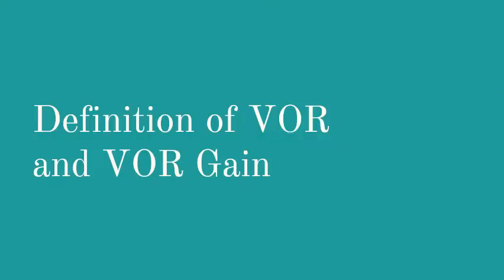All right, so we've got a couple definitions here. We have the definition of VOR and VOR gain. The definition of VOR is a reflex that stabilizes our eyes. It keeps them fixed on our gaze while the head is moving. And VOR gain is defined as the change in eye angle divided by the change in head angle during movement. Basically, that just means the amount of head rotation compared to the amount of eye movement.